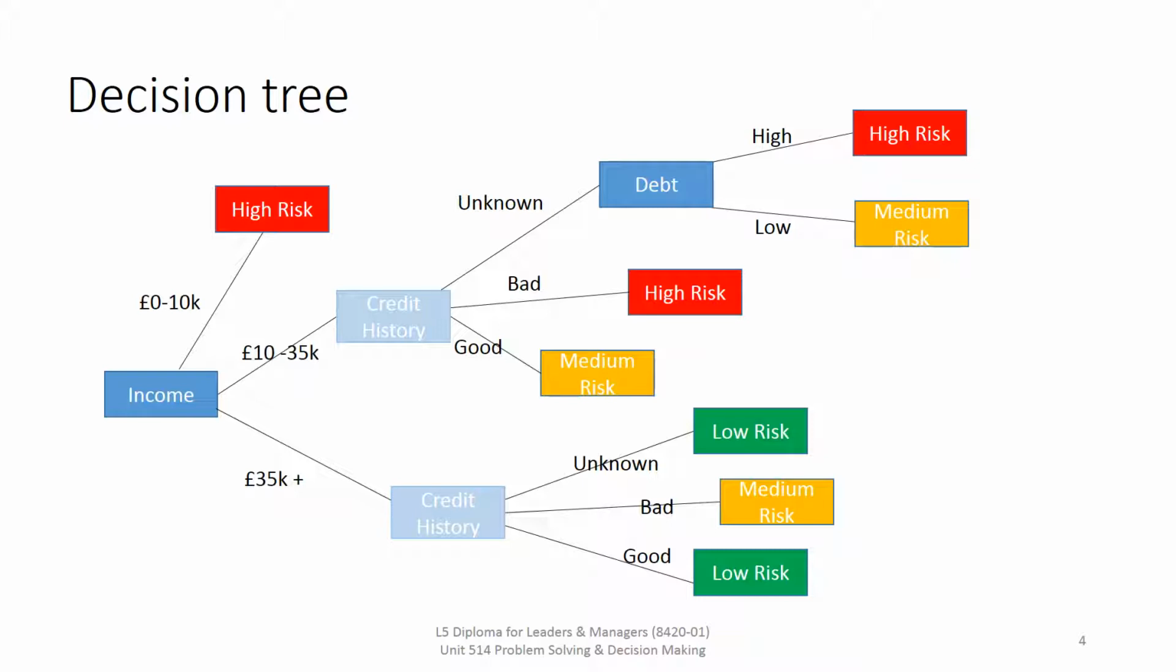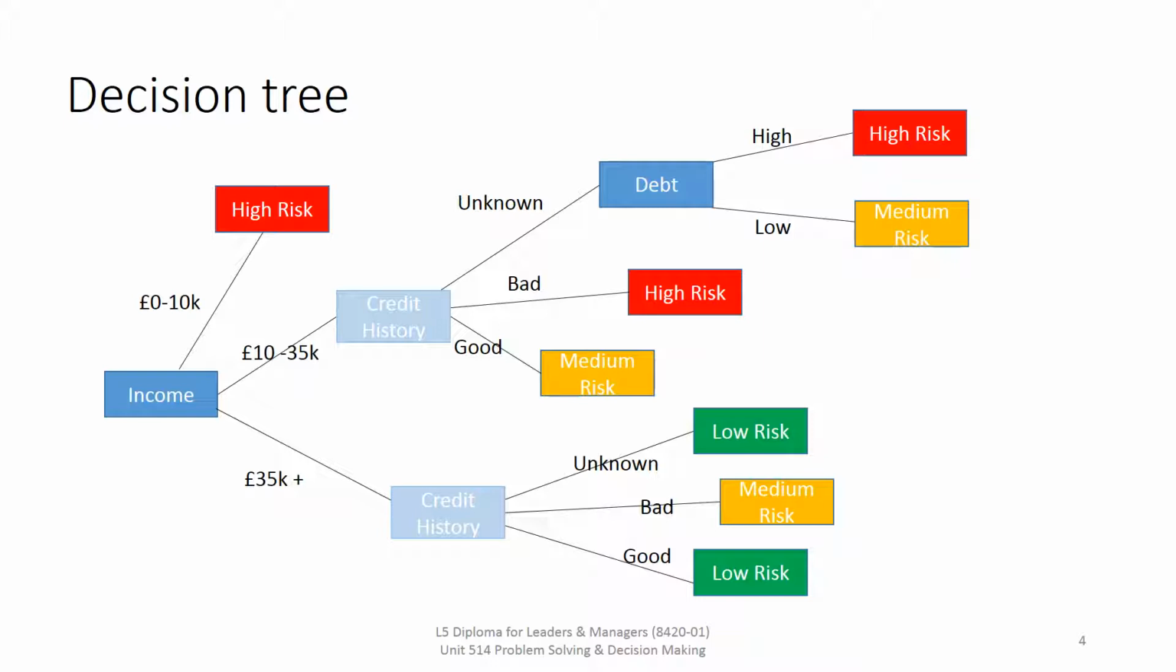So the example on the screen is probably obvious, but it's for credit checks. It's looking at coming up with a risk factor for loaning people money, and you can see the outcomes at the end of things such as high risk, medium risk, high risk. Those green, red, orange boxes at the end of the routes, as you might call it.